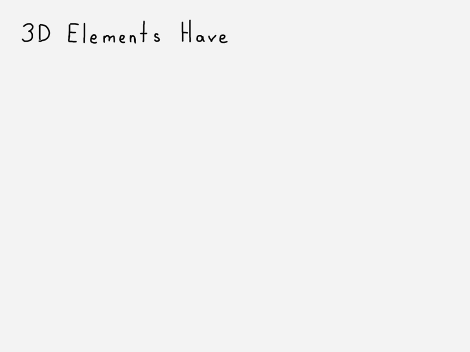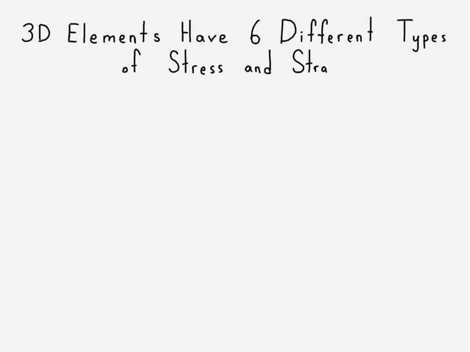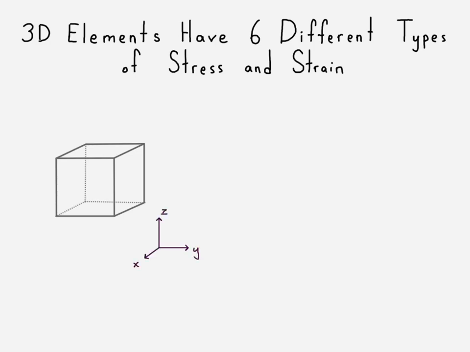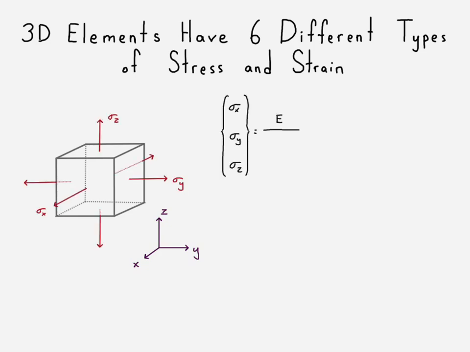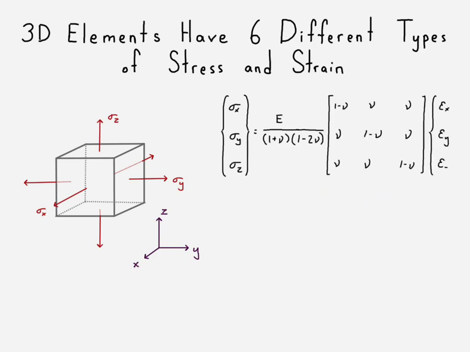Take a look at how we now have 6 types of stress and strain compared to just 3 like we did in our planar elements. This is a precursor to when we talk about the constitutive matrix. Here's a 3D stress element. First we can look at our normal stresses, and we can draw a relationship between our normal stresses and our normal strain. And of course, due to Poisson's ratio, we have a coupled relationship here.